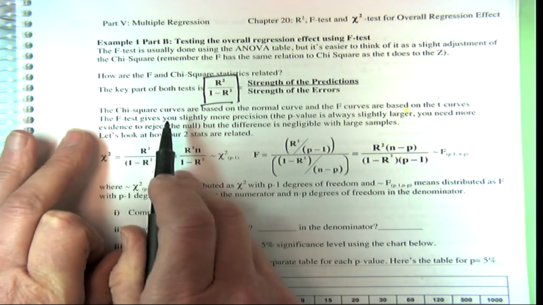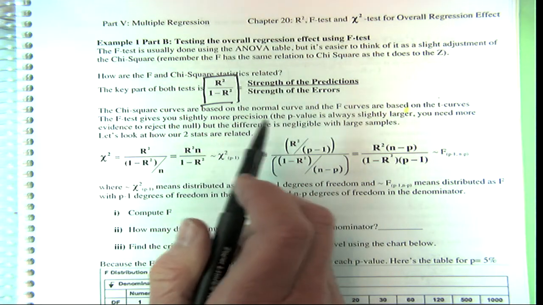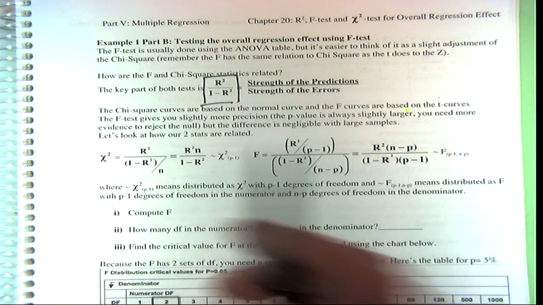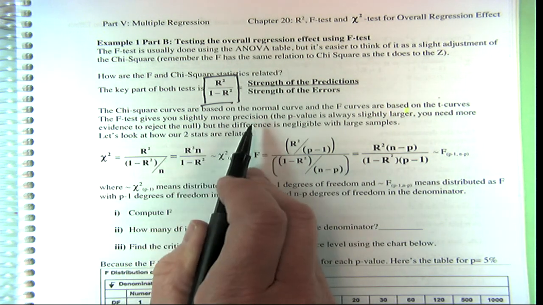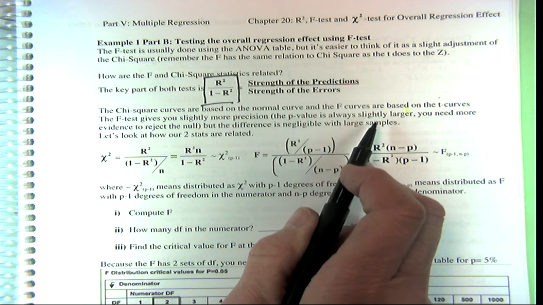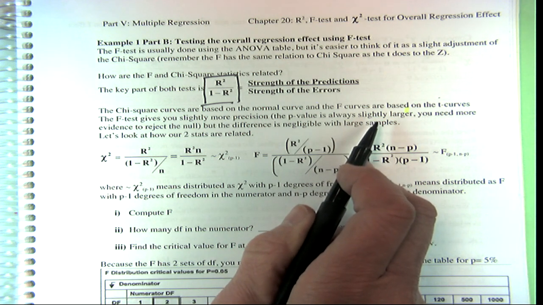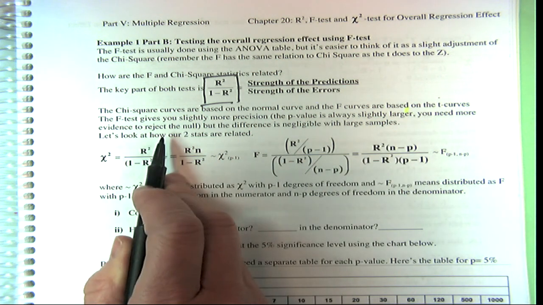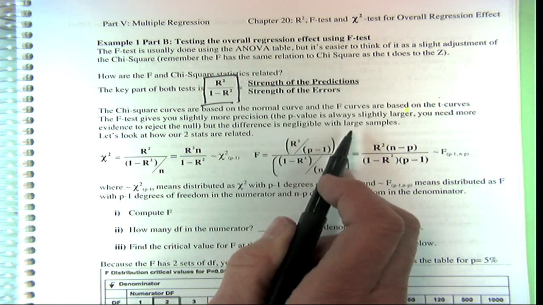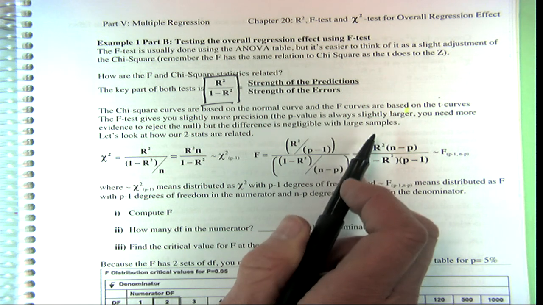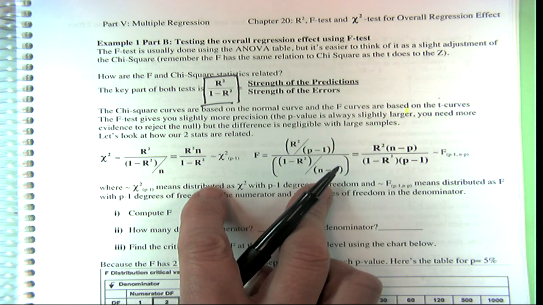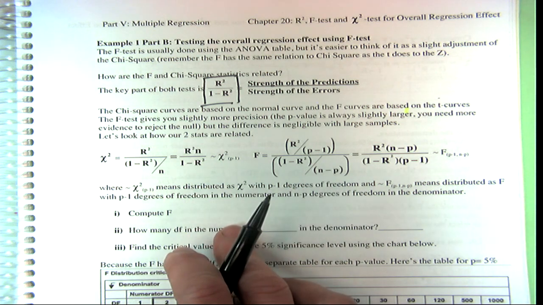Okay? Now, the chi-square curves are based on the normal curve, and the F shares this analogous relation to the t. The F-test gives you slightly more precision. The p-value is always slightly bigger. You need more evidence to reject the null, but the difference is negligible with large samples. All right? So let's look at our two stats side by side.